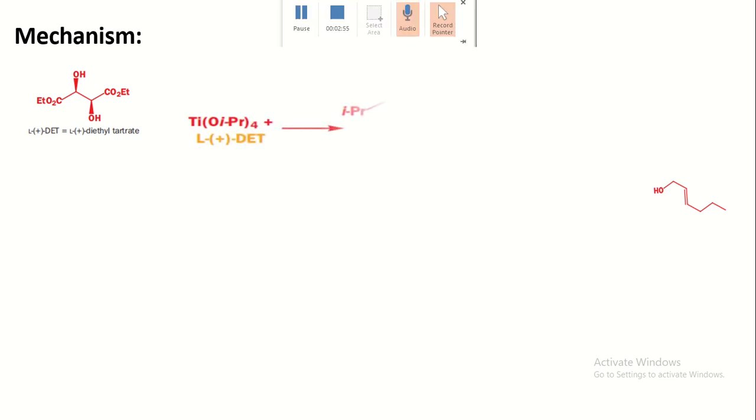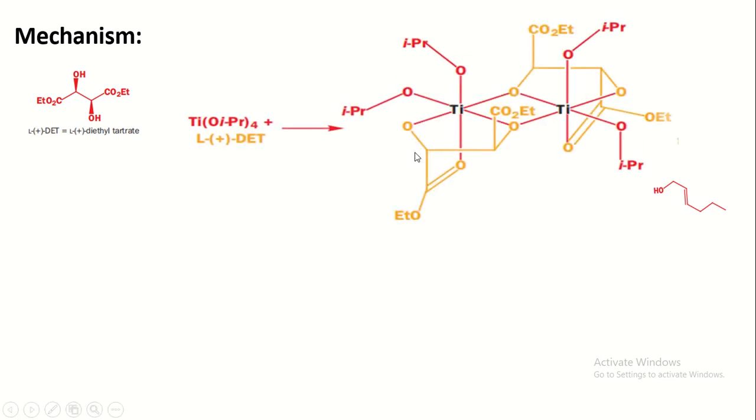Before discussing the mechanism of the reaction, first discuss the structure of plus diethyl tartrate, in which the two OH groups are present at the front side. Now the reactants are arranged such that the position of the OH group is present at the top side. Now in the mechanism, two molecules of titanium tetraisopropoxide react with two molecules of diethyl tartrate to form the dimeric complex. In the dimeric complex, the two isopropoxide ligands per titanium tetraisopropoxide are replaced by diethyl tartrate.